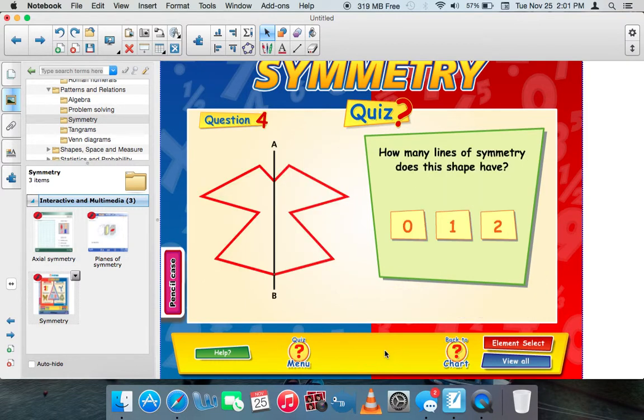Let's try one more. How many lines of symmetry does this shape have? One? Okay, good job. This shows one line of symmetry because it's a mirror on each side, okay? You can't put a line of symmetry here because they're not going to be equal on each side, okay?